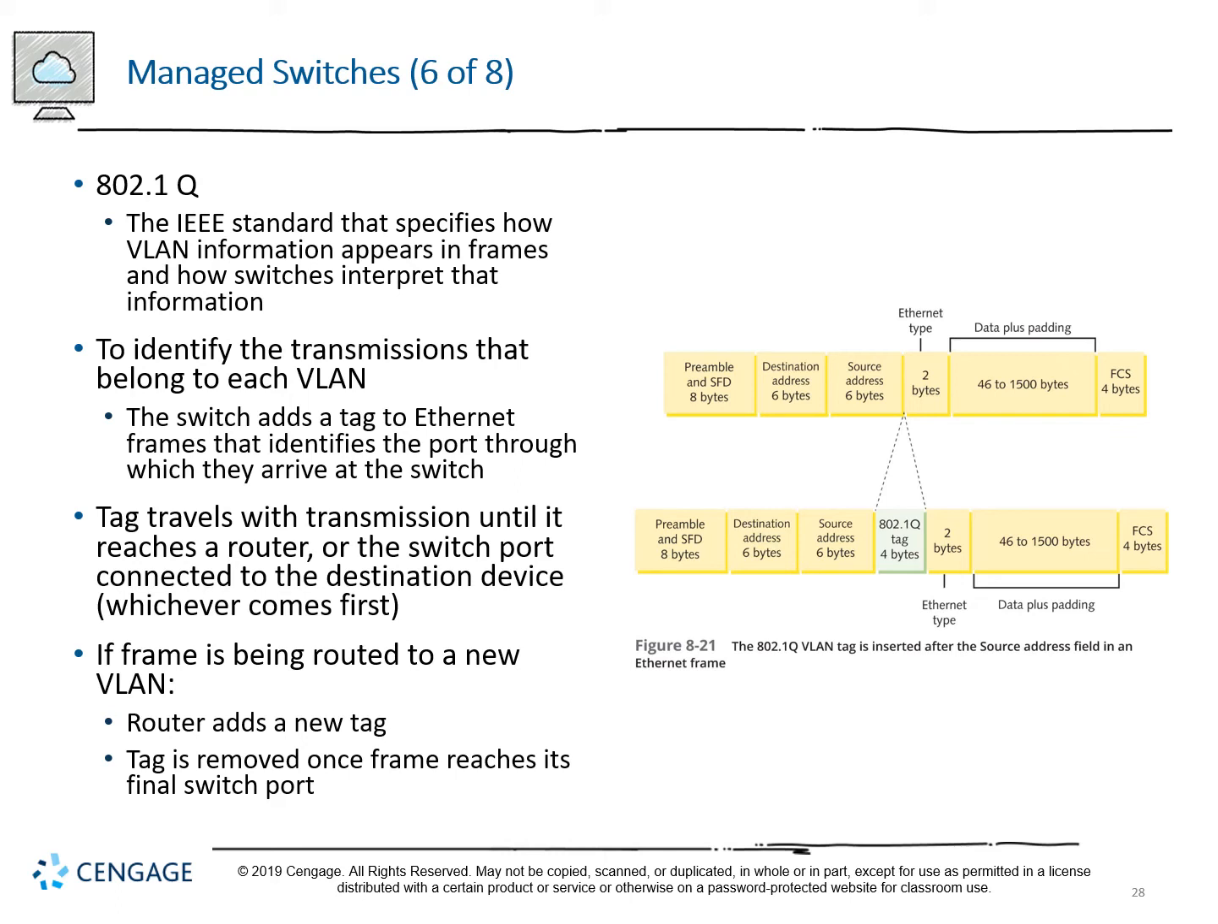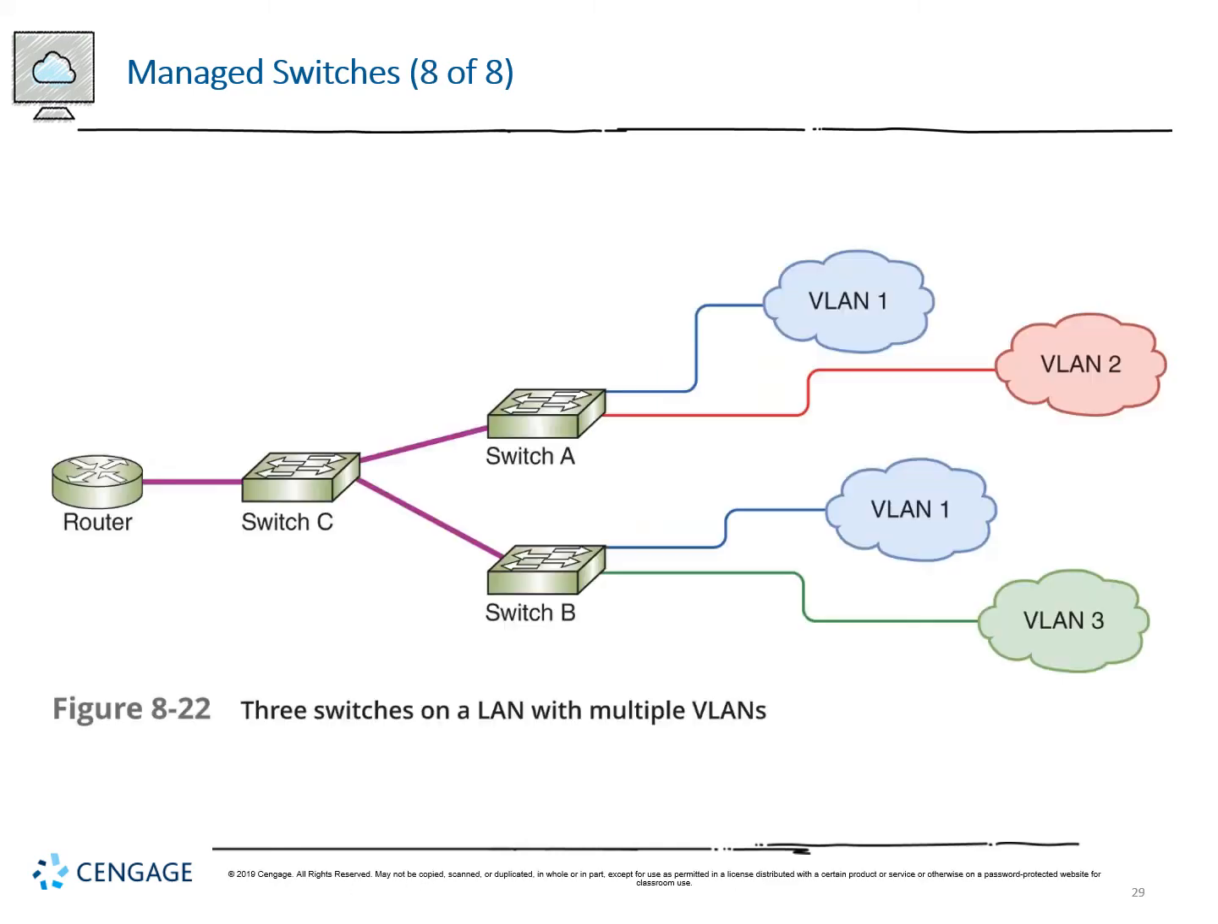So the switch is going to add that to the frame, which when it arrives at the switch will then be interpreted. Now tags will travel until it reaches a router or the switch port connected to the destination device. If a frame is being routed to a new VLAN, it's kind of like when routing occurs with a MAC address. It gets peeled off and a new one gets added. Then once the frame reaches its final switch port, it will then be removed entirely.